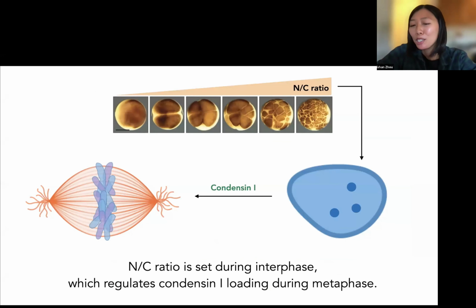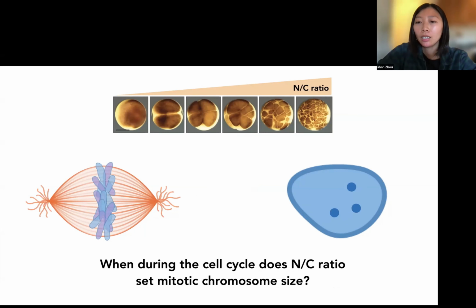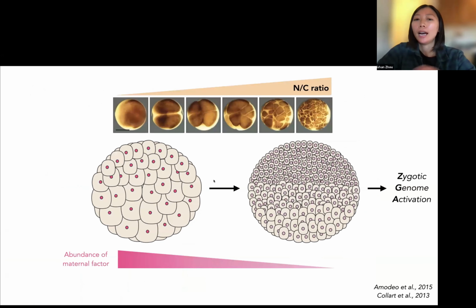so my hypothesis for a long time was that it was H3. And so the idea here is that as you increase the NC ratio, you just have more and more genomes, right? And so then the abundance of certain maternal factors per genome actually goes down over time, right? And so the question really is, what is that factor that's going down over time, that then is decreasing the amount of condensin 1 loading that's happening?